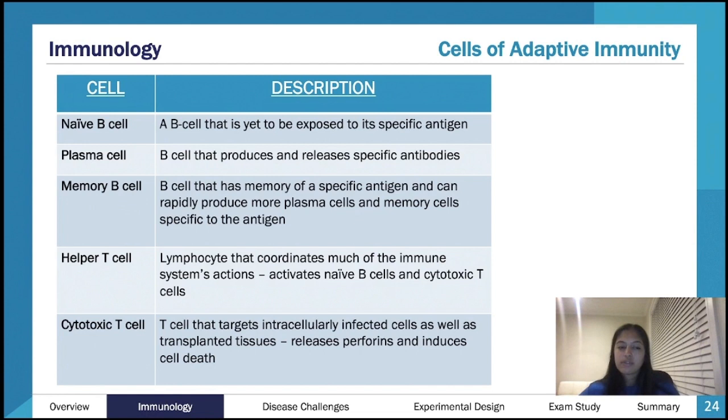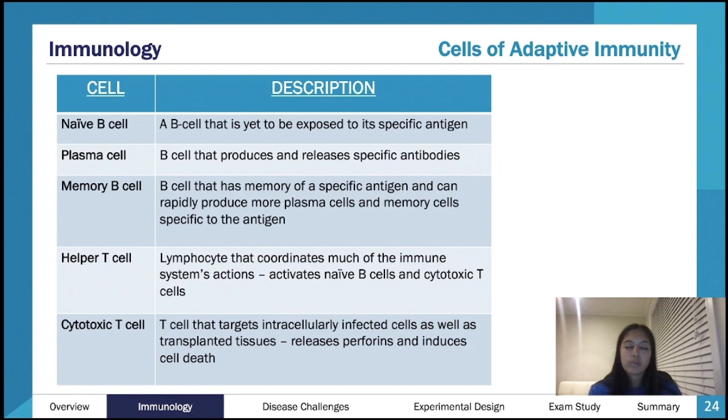Helper T cells are super important, basically the coordinator of the whole adaptive immune response. They activate B cells, they activate other helper T cells, and they activate your cytotoxic T cells. Remember I said cytotoxic T cells were a little bit similar to your natural killer cells. They also use perforins and granzymes to induce apoptosis in infected cells.